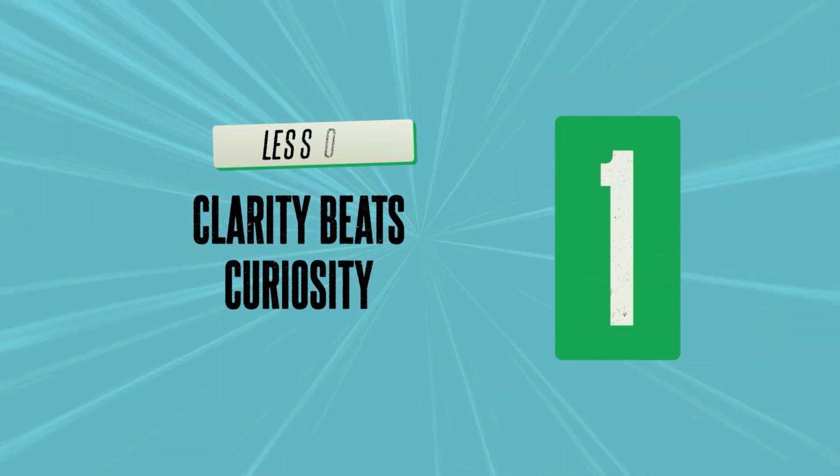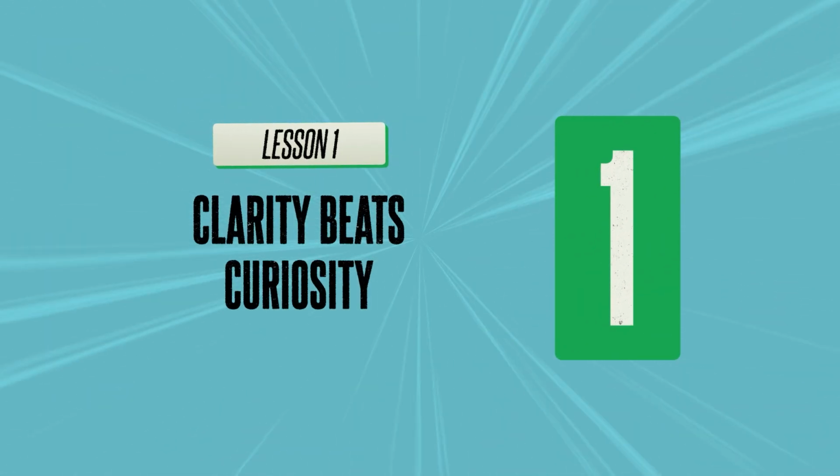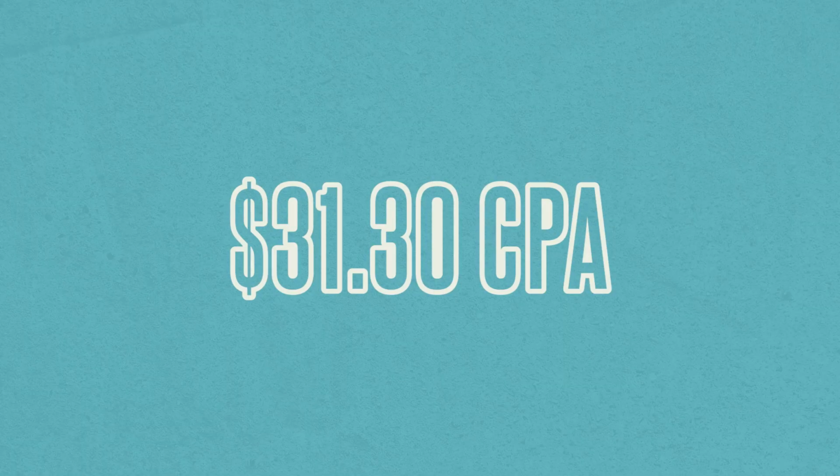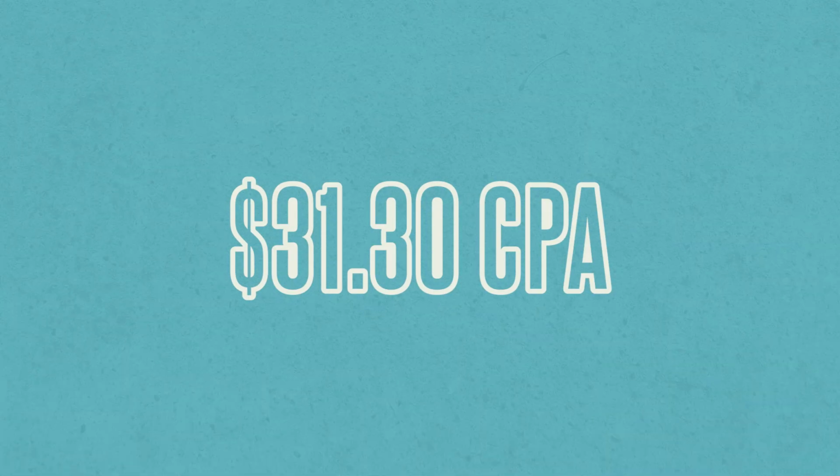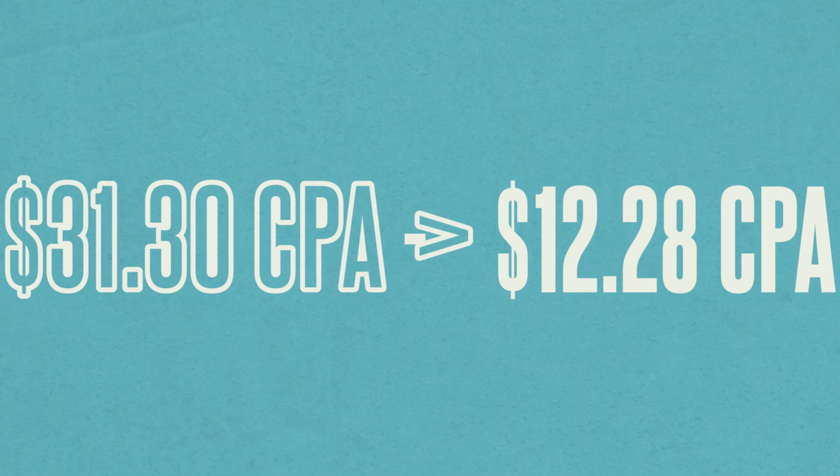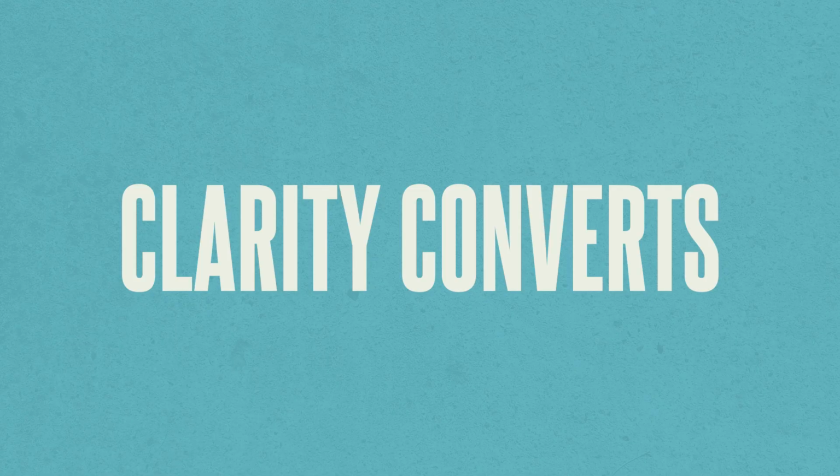Number 1, clarity beats curiosity. We wasted thousands of dollars on ads that got clicks, but they just didn't convert. People were interested, but they weren't buying. And we made this one simple tweak. It was kind of like we just flipped this switch. And by doing so, our cost per purchase dropped from $31.30 all the way down to $12.28. Here's the thing. Being clever in your ads is tempting, but clarity is what converts.